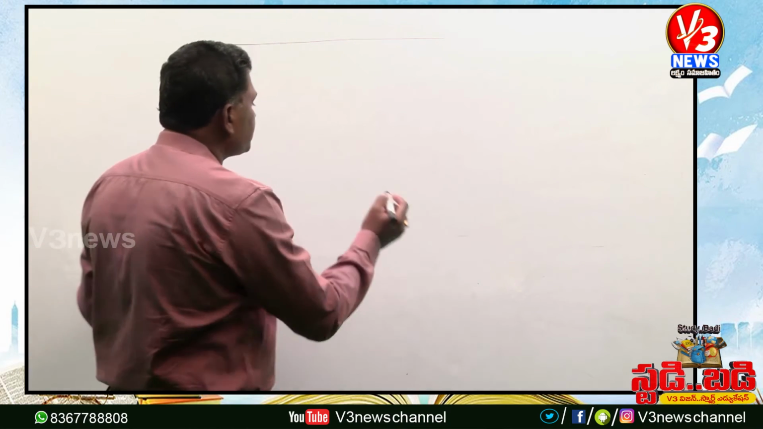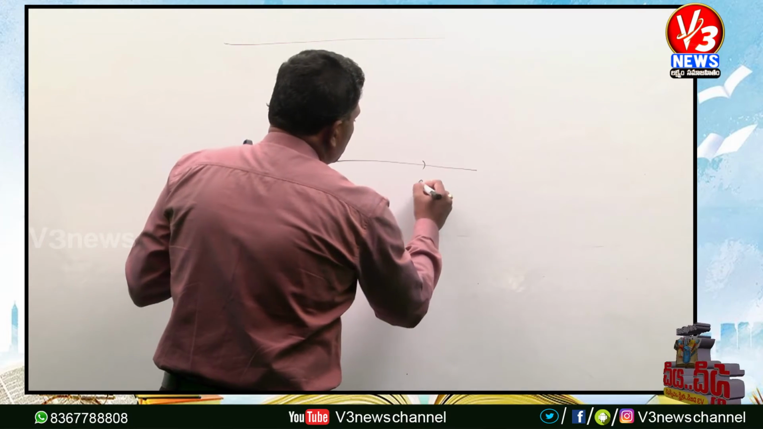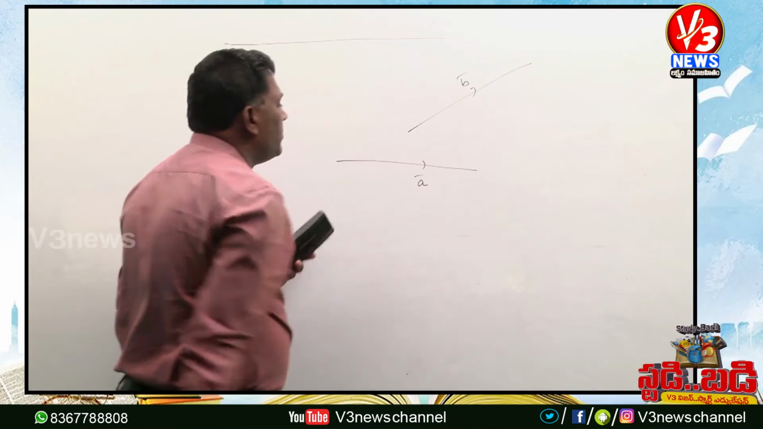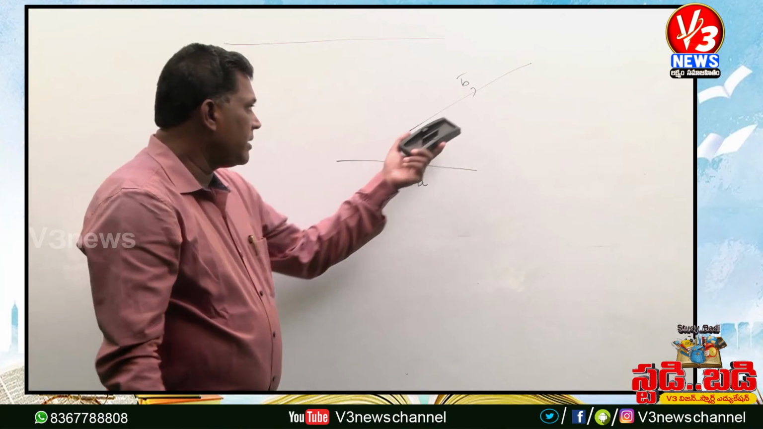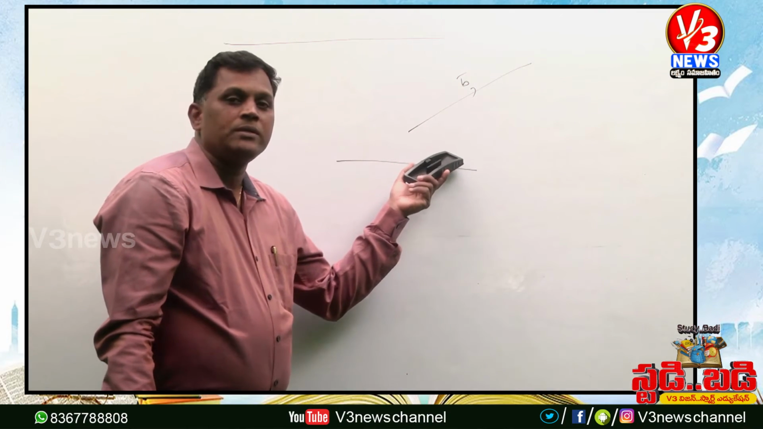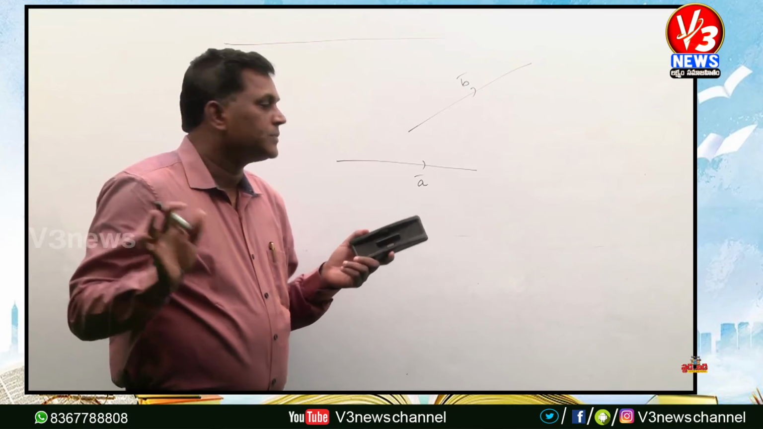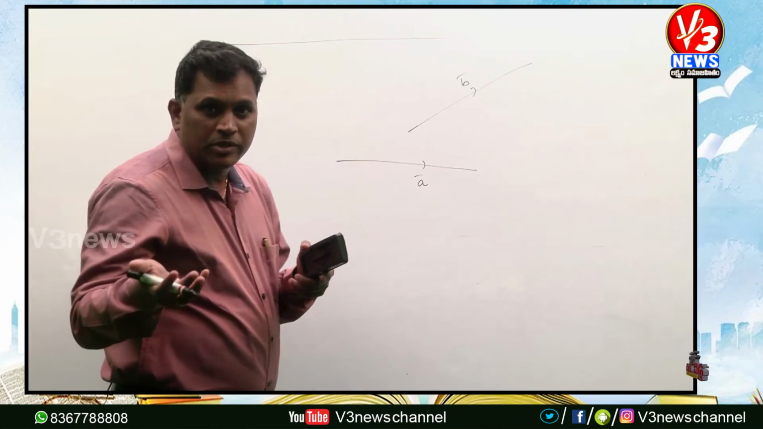So here, now I am choosing two vectors, A bar and B bar. Let us take A bar, B bar, two randomly chosen vectors in different directions. They are not collinear, okay, so that we can form some angle between them.